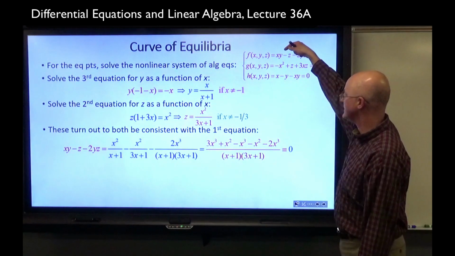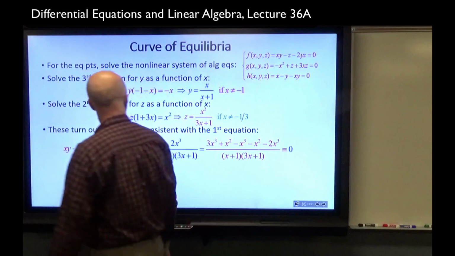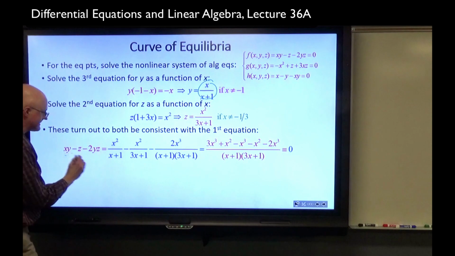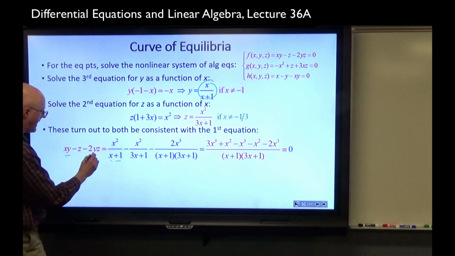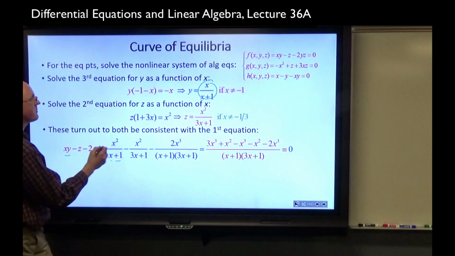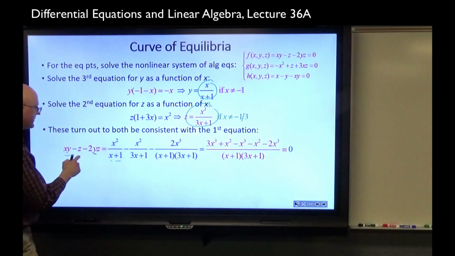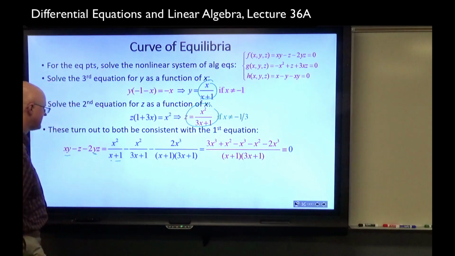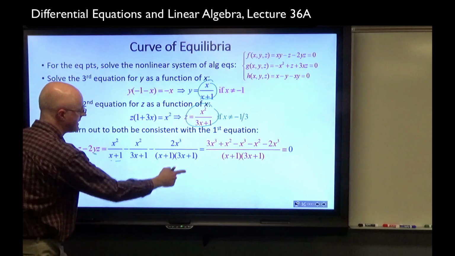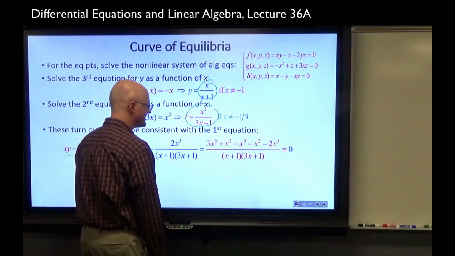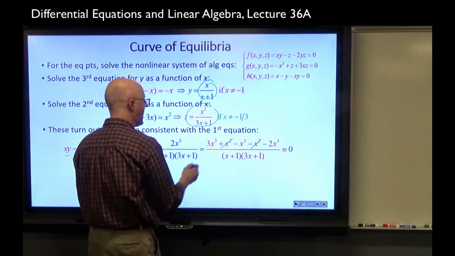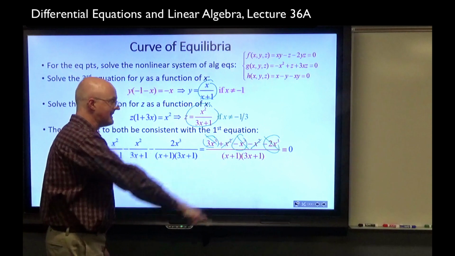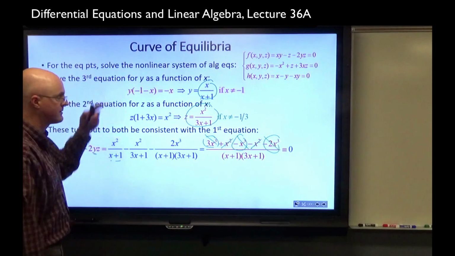Go to that first equation, go to its left-hand side, replace y with x over x plus 1 and multiply by x to get this. Replace y with x over x plus 1 there as well, and replace z with x squared over 3x plus 1 here and here. Take the time to check. You're going to get this and this. If you get a common denominator of x plus 1 times 3x plus 1, everything cancels. These two things cancel, and these all cancel with each other to give you identically 0. It's consistent with the first equation.